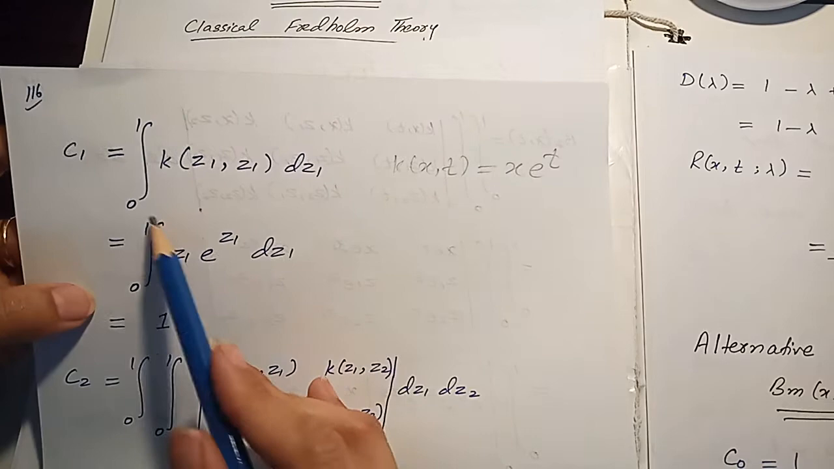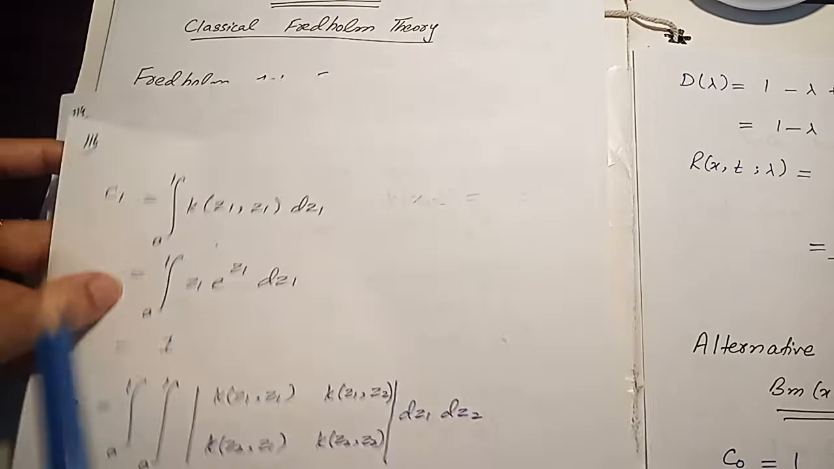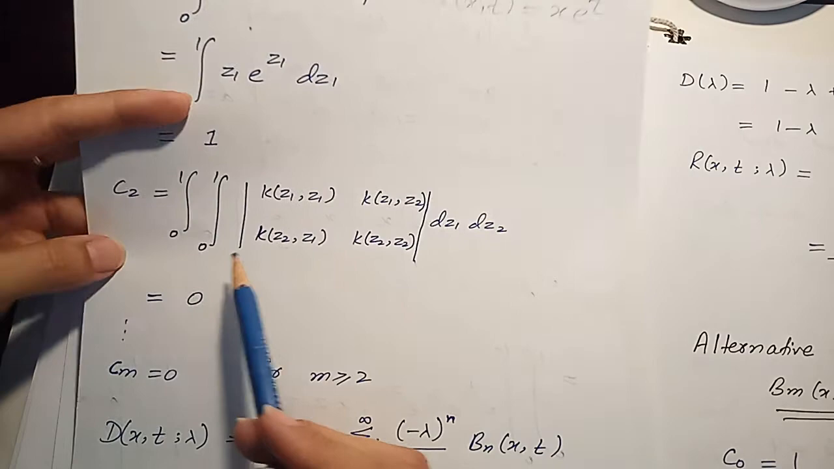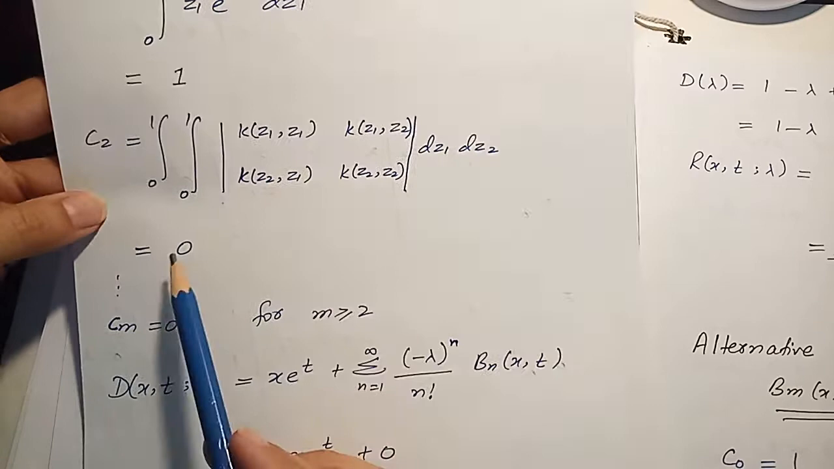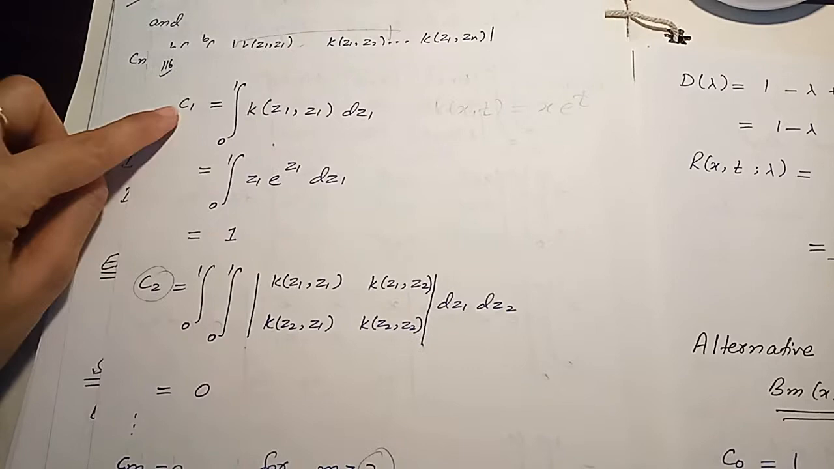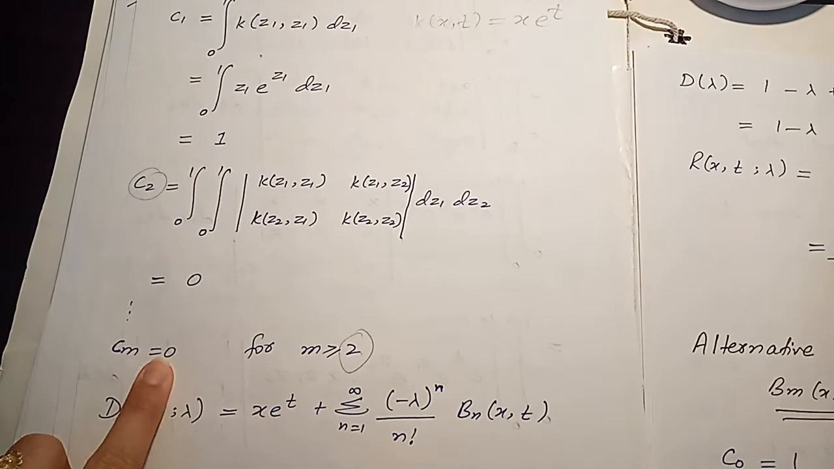Now we are going to write C2. For C2, you have to write until z2. So a 2 cross 2 determinant will come here, and integrations 2 times. So you will just put the values here, find the determinant, integrate, and you will get 0. It means later on all the Cn's are going to be 0 for n greater than or equal to 2. Not 1. Why? Because at 1 you have some value. So you are going to have the value 0 for n greater than or equal to 2.